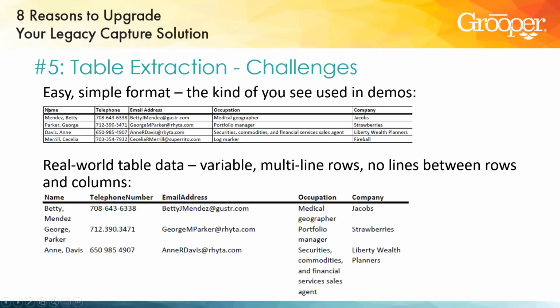So the real world looks something more along the lines of this. I have a variable table where I now have single and double lines, or multiple lines. I have data formatting: my phone numbers are not always in the same format. So I have varying formats, varying lengths of data, and no more lines either. I can't use my lines to help me at all. I have no visual representation to help me.